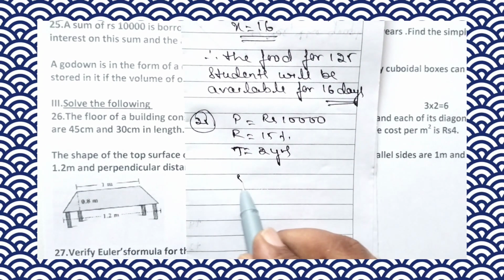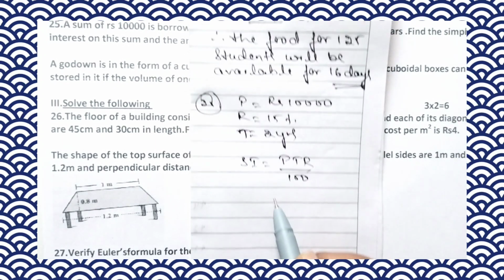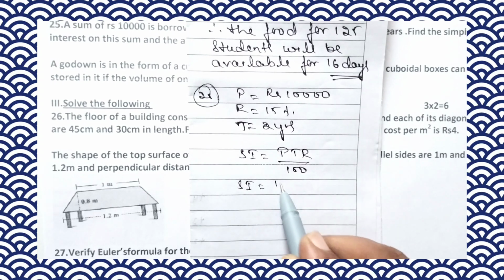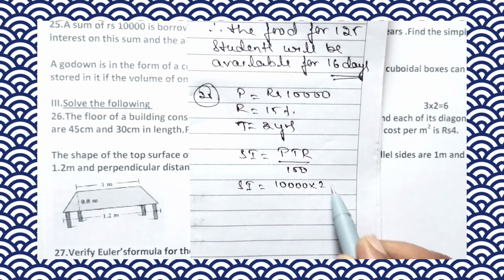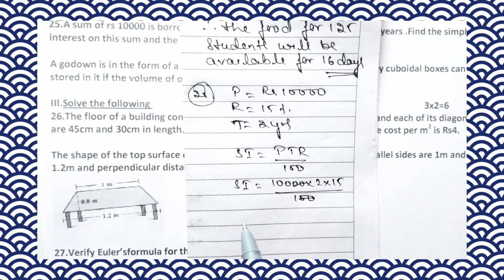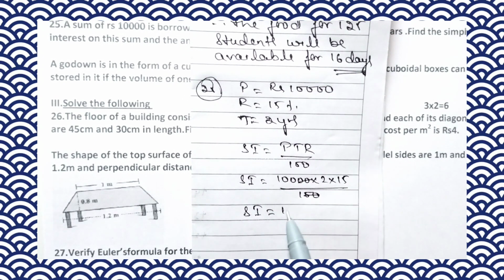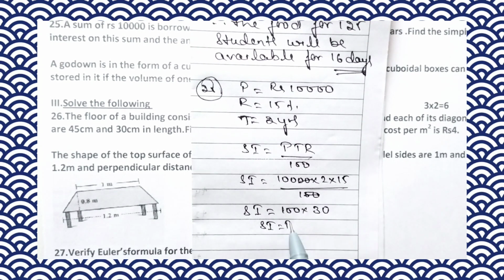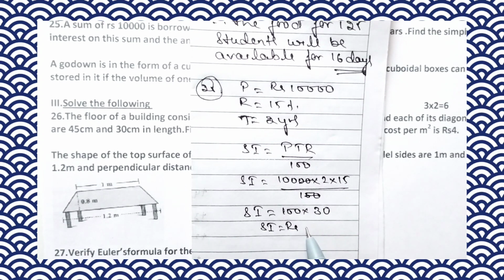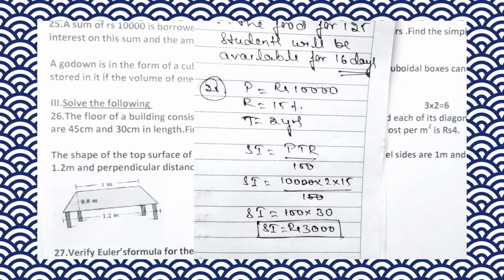So what is the formula for simple interest? Simple interest is equal to PTR by 100. So simple interest is equal to principal amount 10,000, time 2 years, rate of interest 15, divided by 100. 100 gets cancelled. So simple interest is equal to 100 into 15 2s are 30. So 100 into 30 will become how many zeros? 1 2 3. So 3 zeros, then 1 3s are 3. So therefore the simple interest is rupees 3000.